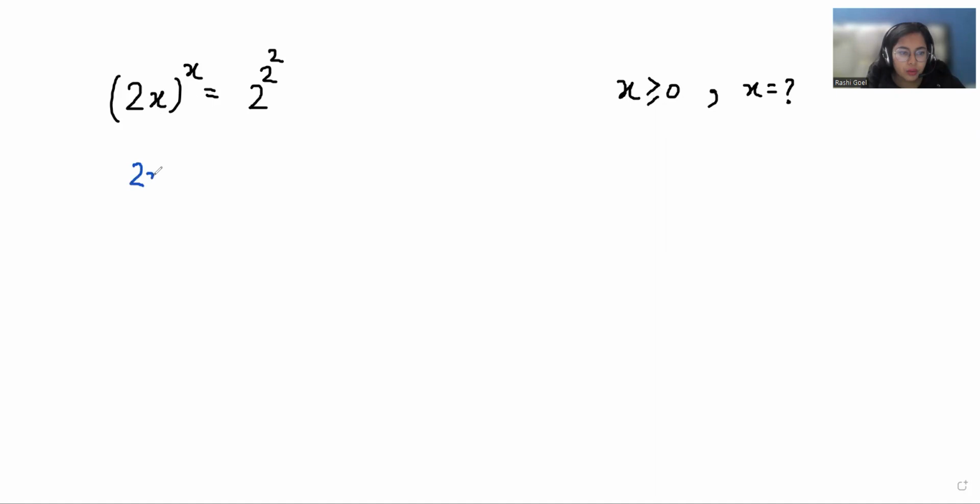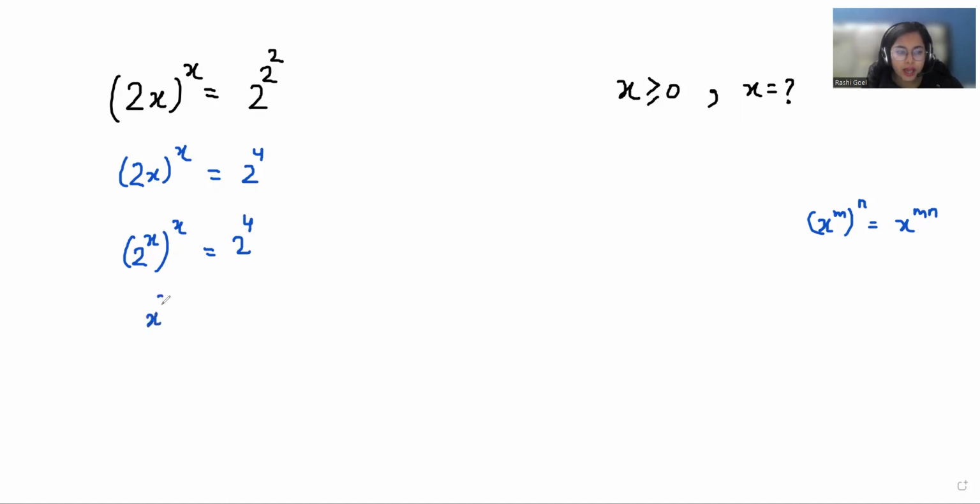So we can write (2x)^x = 2^4. According to the exponent rule, (x^m)^n = x^(mn). Now, again, I'm going to use this rule and we can write it as 2^x = 2^4. As we know, if the bases are equal, their powers are also equal.